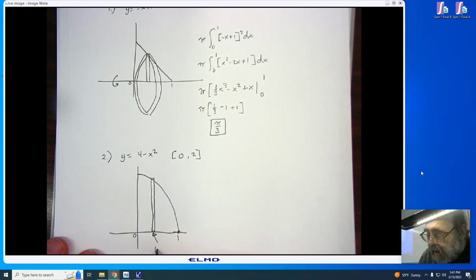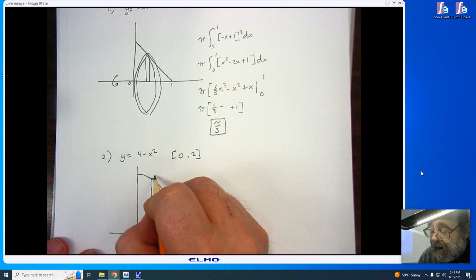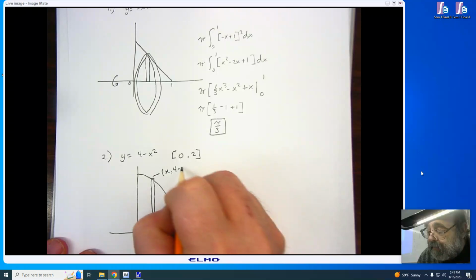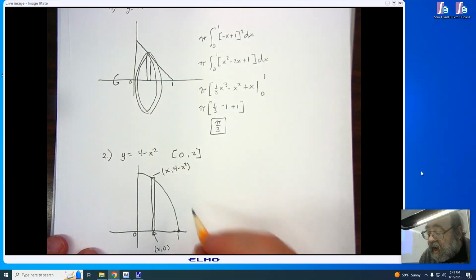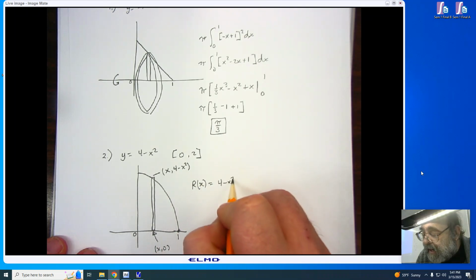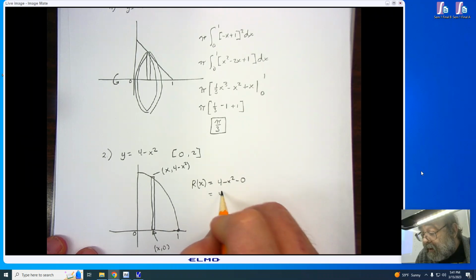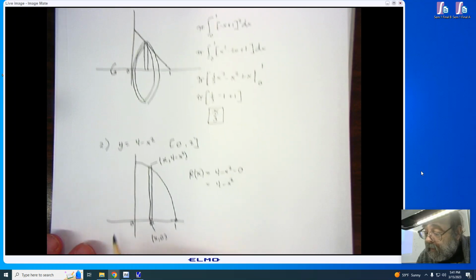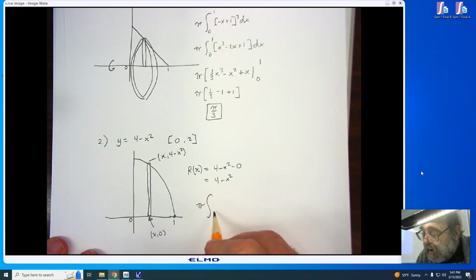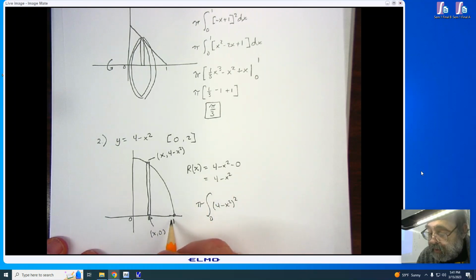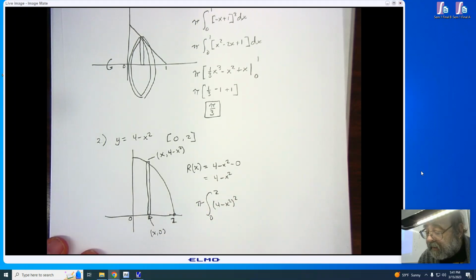Now I like to put down x comma 0. That way I can do my upper minus lower y value to find the r of x. Some people find this to be tedious. I think it's important. If you can figure out what the r of x is at any moment, frankly, you have a better chance of getting it right. Putting it into the formula, pi r squared, which is going to be the 4 minus x squared, squared, and we're going from 0 to 2. Let's make sure we get that right.